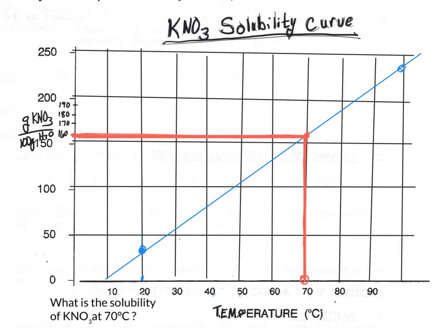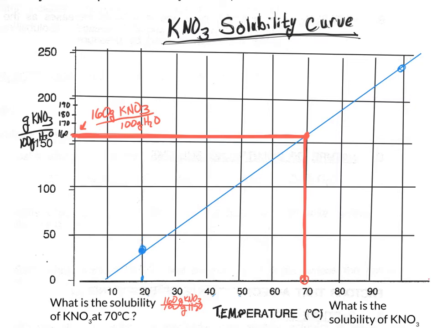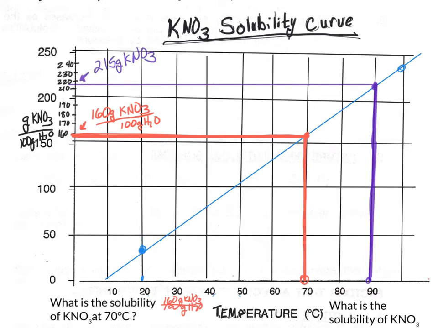And what do you get for 90 degrees? At 90 degrees, you go up, you hit the line, and you go across, and I see that it's between 200 and 250, and in this case, it appears to be about 215 grams of KNO3 per 100 grams of water will be dissolved. So that's the basics of finding the solubility for 100 grams of water or solvent.